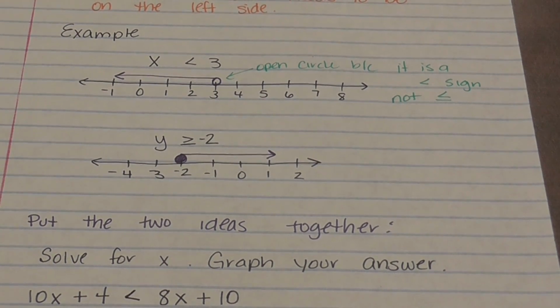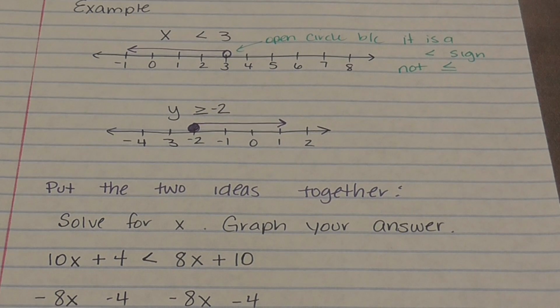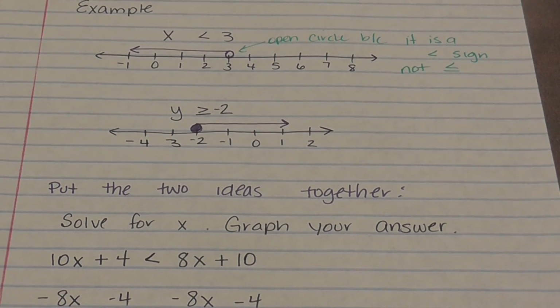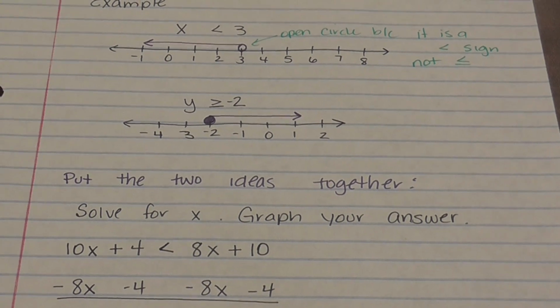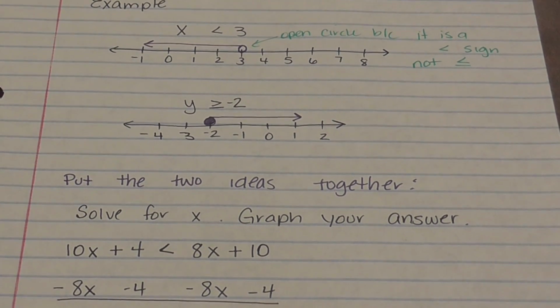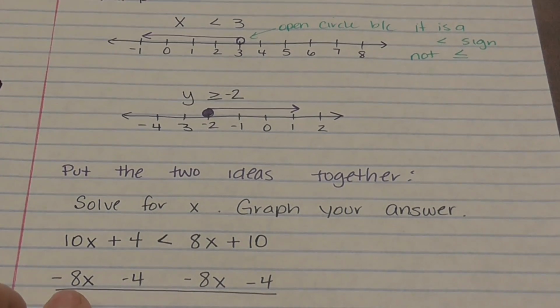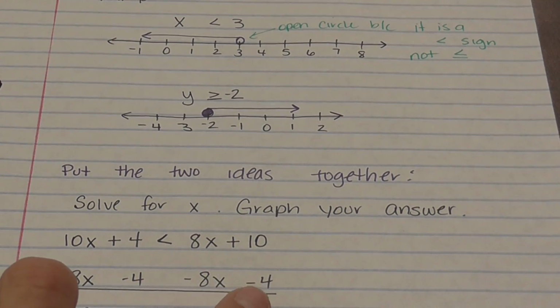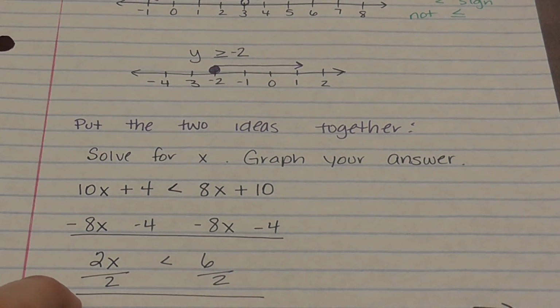So to put the two ideas together, sometimes we'll have to solve the inequality and then graph the answer. If I'm given 10x plus 4 is less than 8x plus 10, you start by solving as described earlier. You would subtract your 8x from both sides to get your x's to the left. You're going to subtract your 4's to get your numbers on the right. And you would end up with 2x is less than 6.